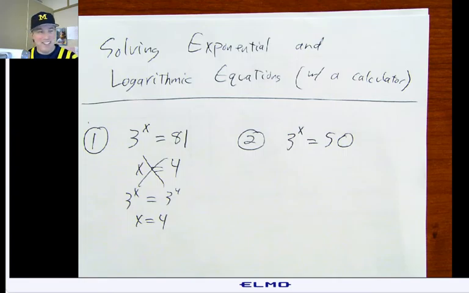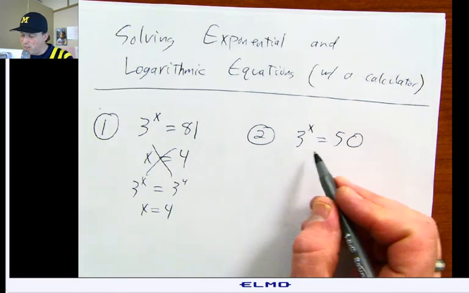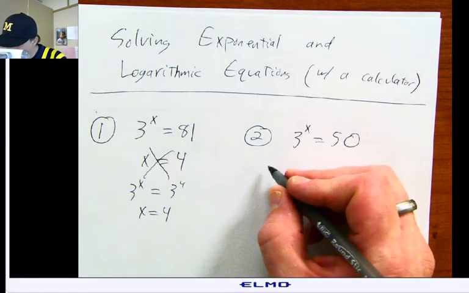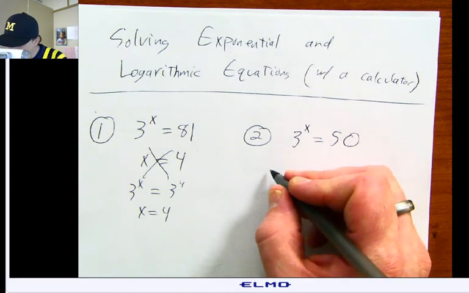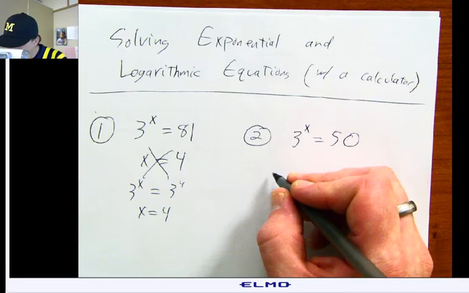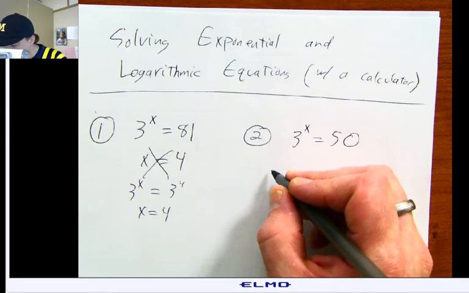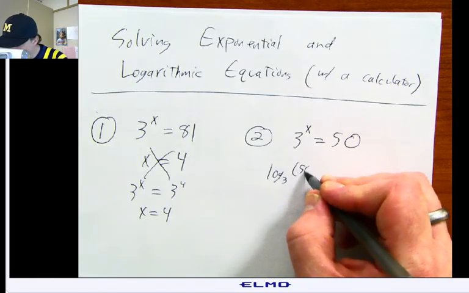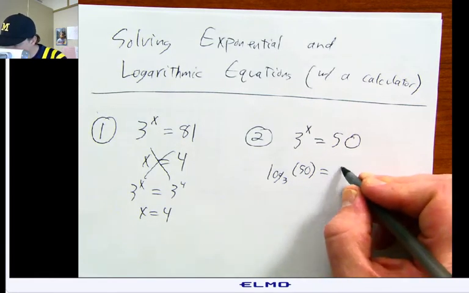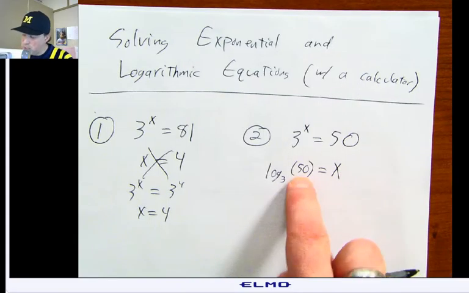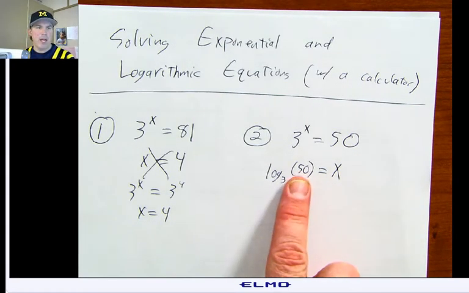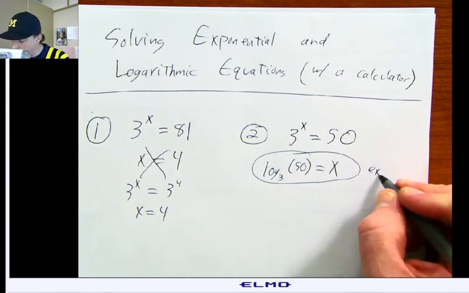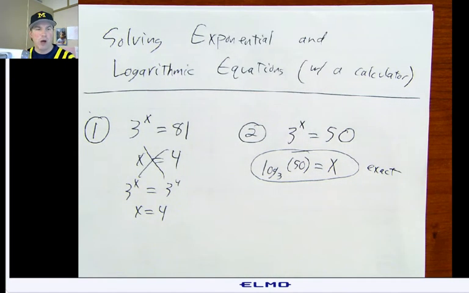I think the easiest thing to do is to change this into a log first. And if I change this to a log, it becomes b to the y equals x. It becomes log base 3 of 50 equals x. And log base 3 of 50. This is my exact answer, just simply changing it into log form.